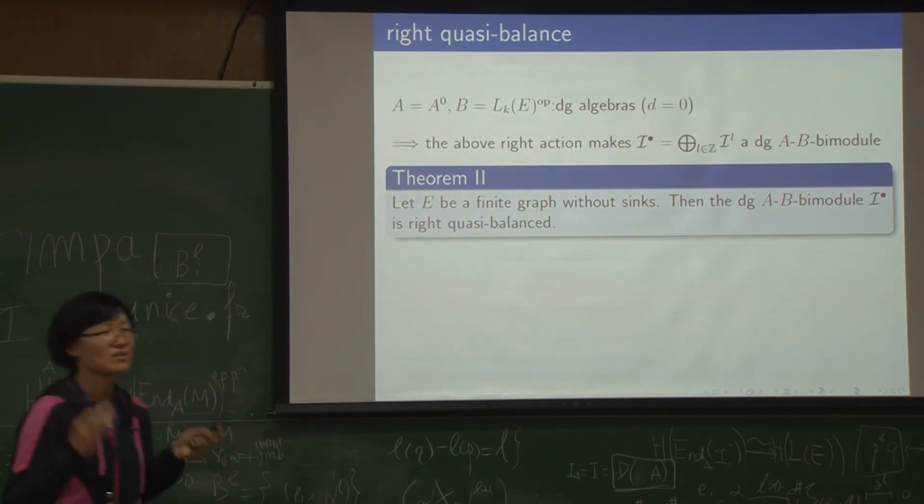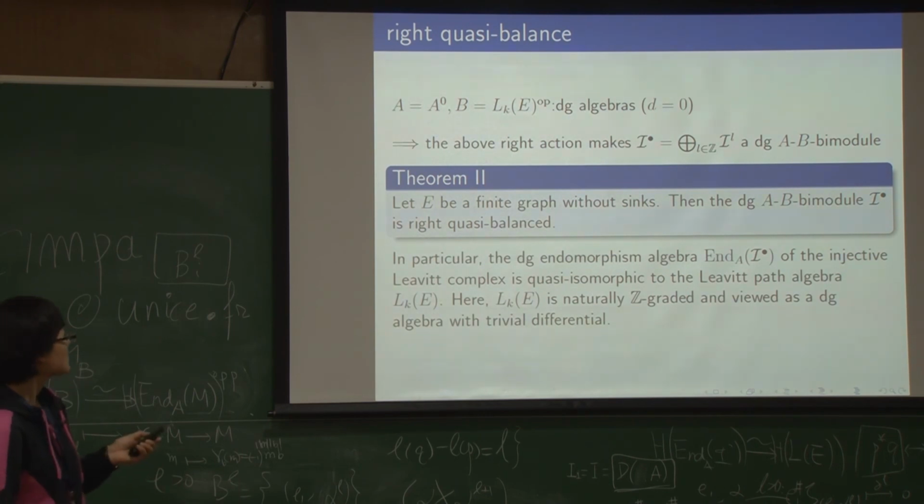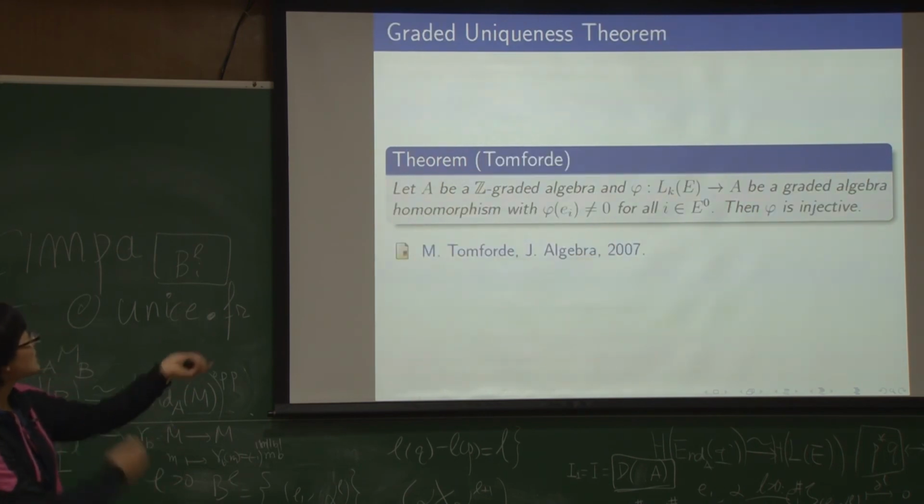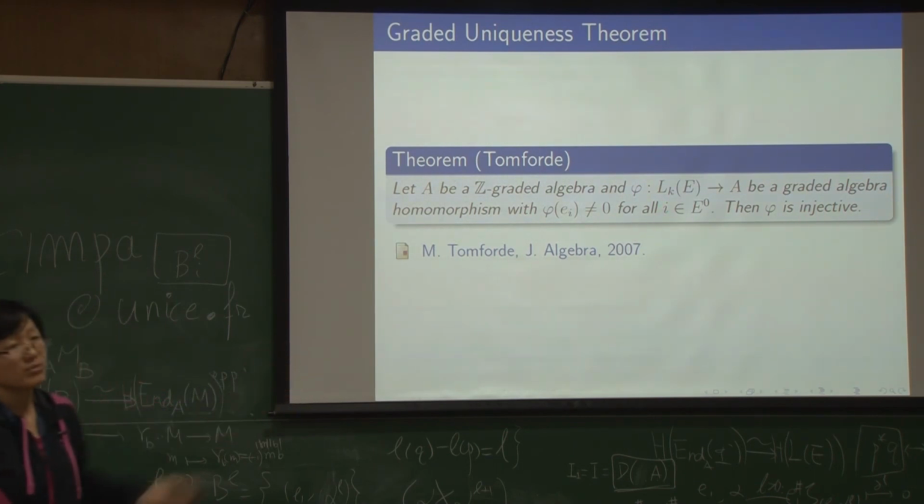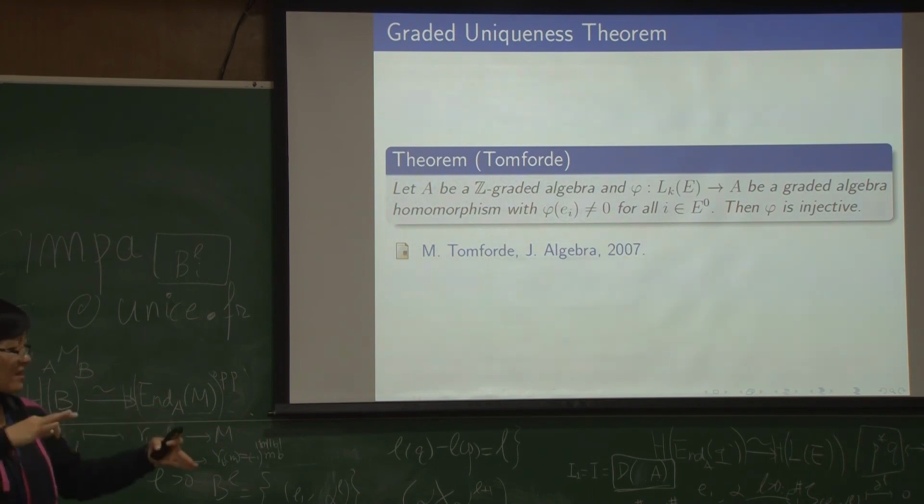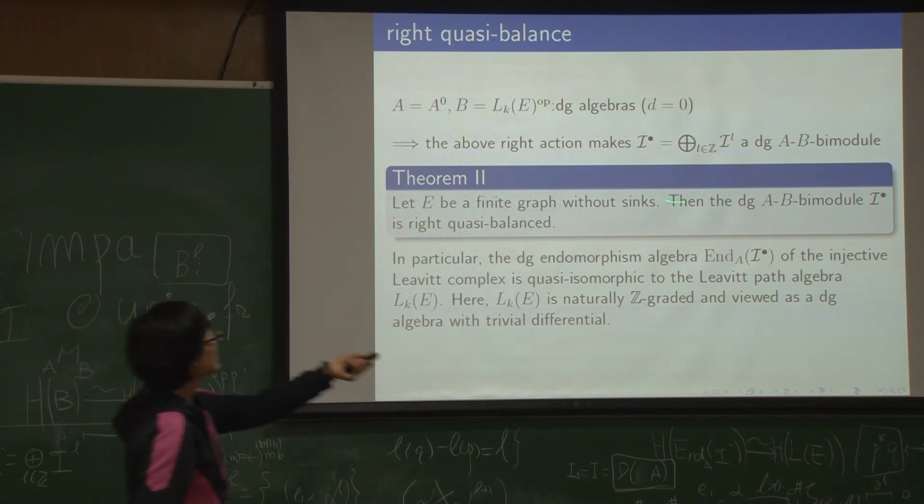That means we need to prove this is an isomorphism. For the injectivity, we use this graded unit theorem. So we can check that. For surjectivity, we can take any element and find the preimage. So that's it. Now we have our second result here.